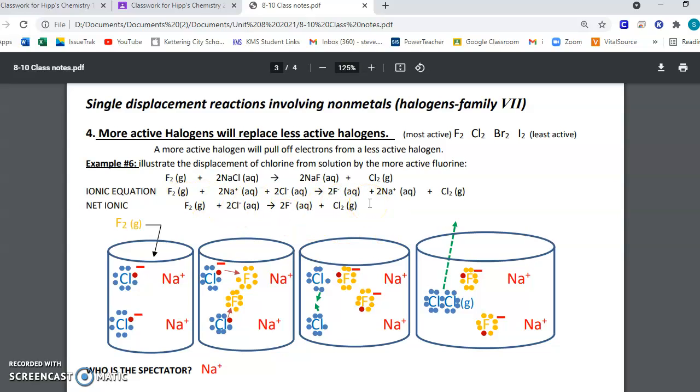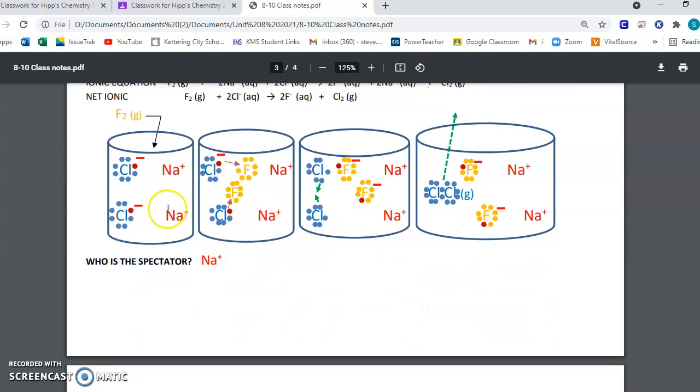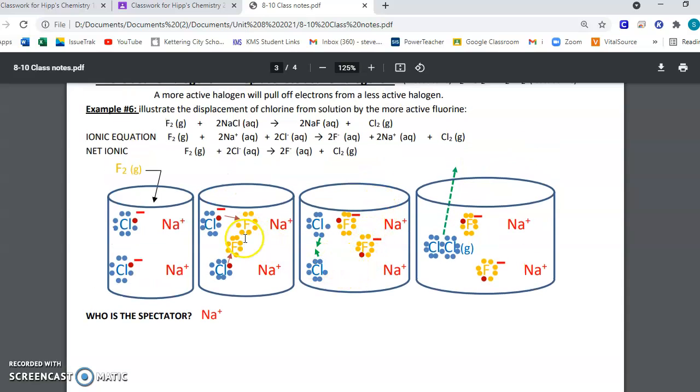If we're asked for a net ionic equation, they want you to only show the ions or the things that underwent changes. Who didn't change here? I have Na plus here, here, here, and here. The Na pluses didn't change at all. They were spectators. Nothing happened to them. So when we want to draw the net ionic equation, we just get rid of the spectator ion. I have Na plus on this side and on this side. I cross those out, and I have my net ionic equation right here.